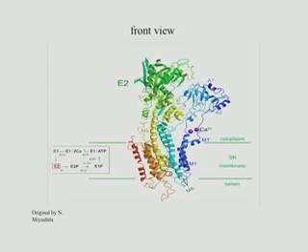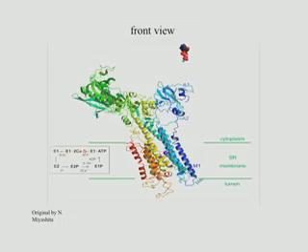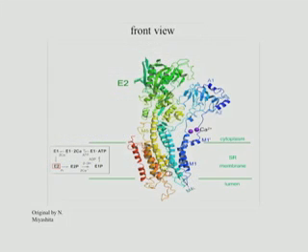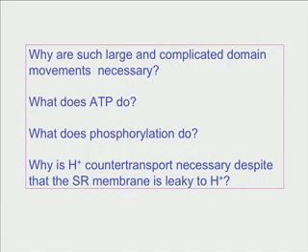Of course, it's too quick, and even I cannot explain it to you in time. So I try to tell you the sort of mechanism step by step. Also, this kind of movie is of course not a perfect one, because we generate intermediate states by simple interpolation. There are some funny things you can perhaps see. But from these, we can address important questions. The movement we saw is so large and complicated. Why are such large and complicated movements necessary? And what does ATP do and what does phosphorylation do? We can address these kinds of questions.